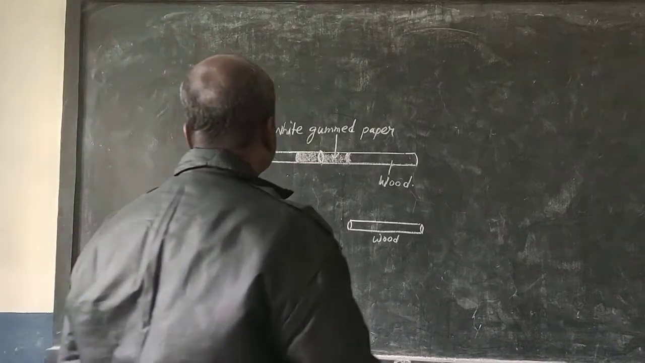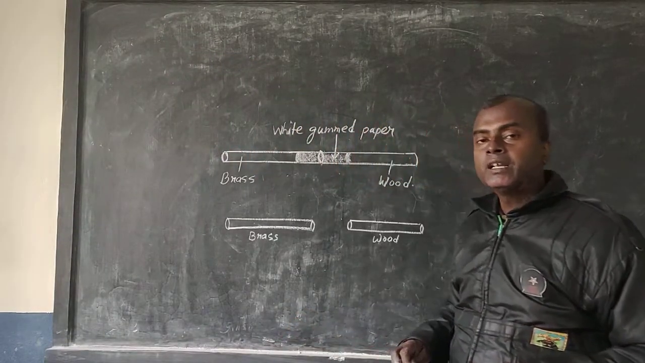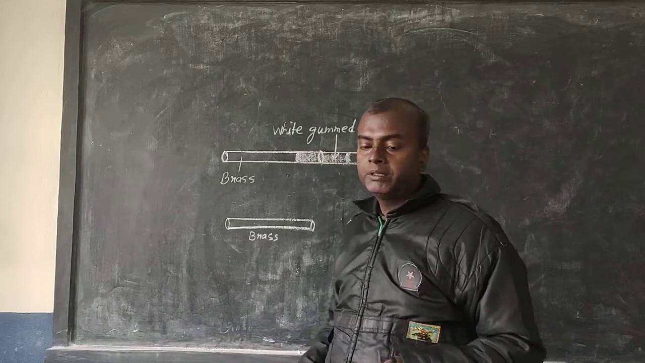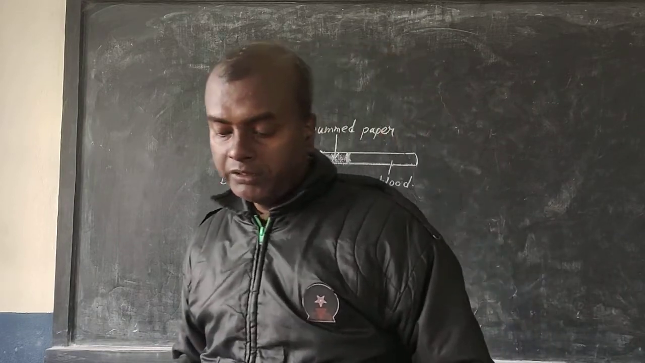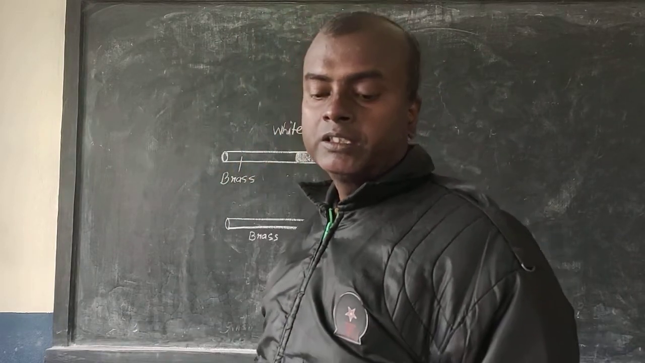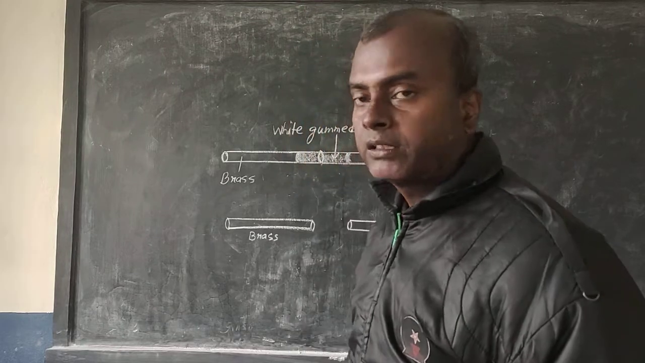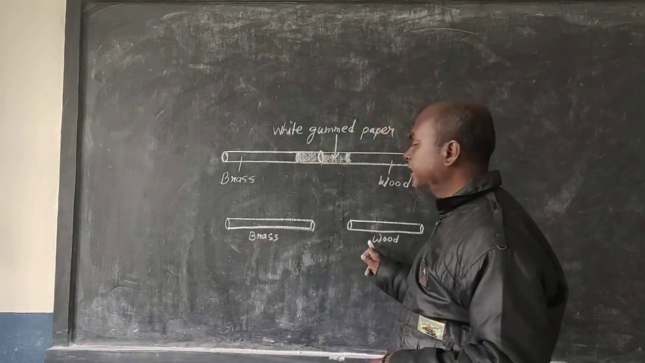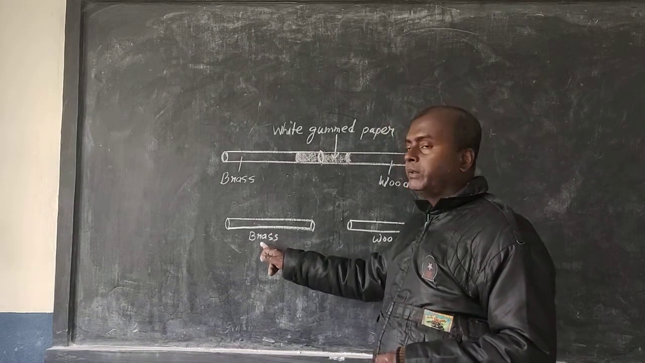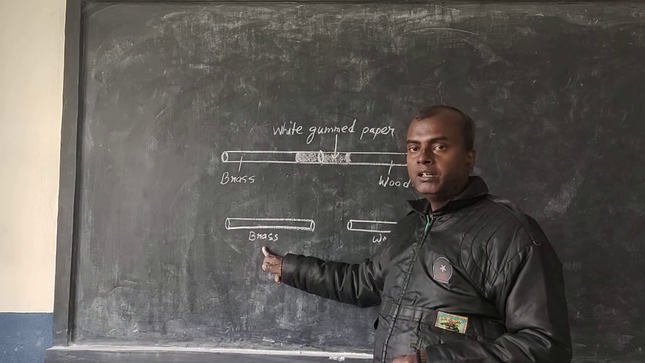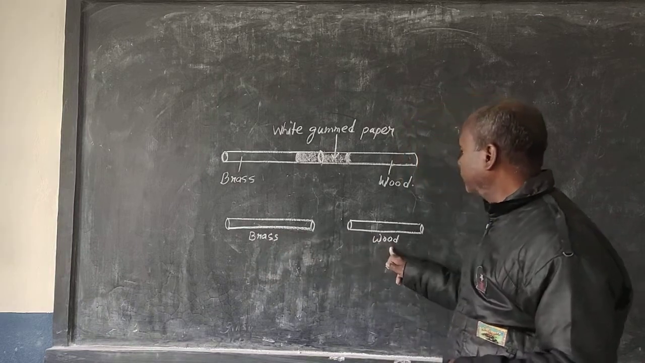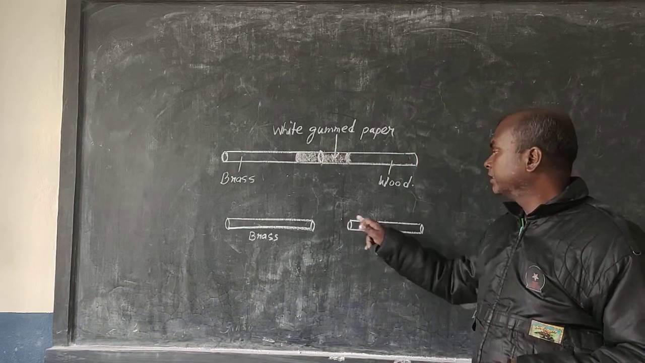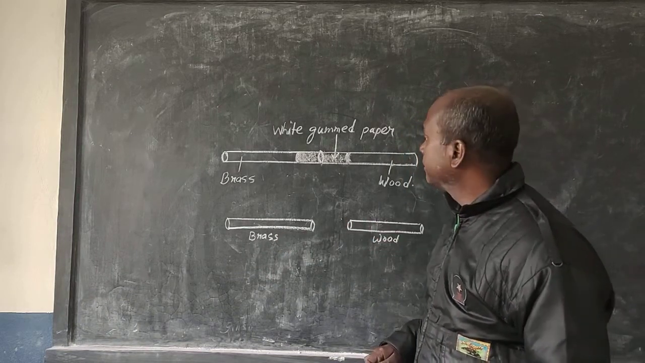To explain the difference between good conductors and bad conductors, here is one experiment. It's given in your book, page number 49: examples to illustrate good and bad conductors of heat. For that, we need 2 cylinders, one made up of brass, which is a metal, and another made up of wood. 2 cylinders of equal size and shape.